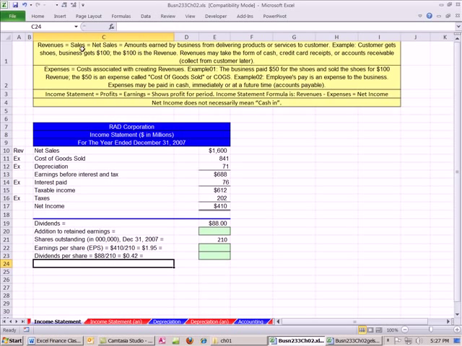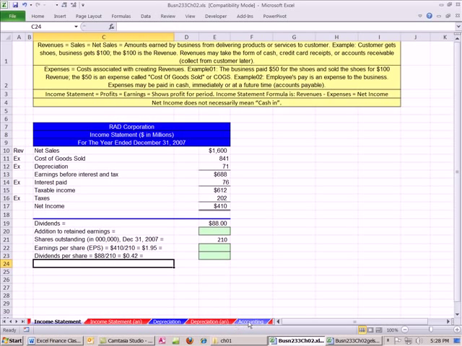But nevertheless, revenues are amounts earned by a business from delivering a product or service. The moment you hand over the shoes to the customer, or you give the completed tax return to the customer, or even baseball, you buy season tickets, that baseball team doesn't actually earn the revenue or get to record it until they deliver. So until you go to the game. So when the product is delivered, that's when you can record the revenue. That's actually called accrual accounting.